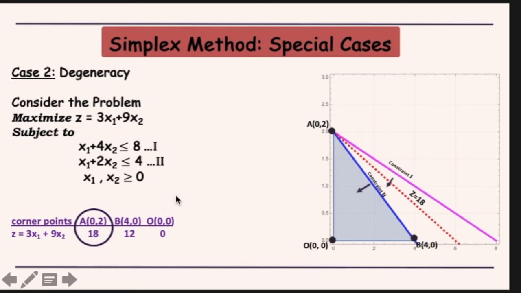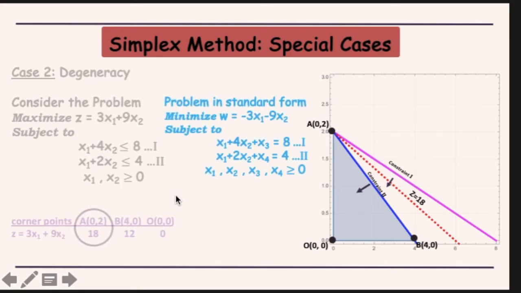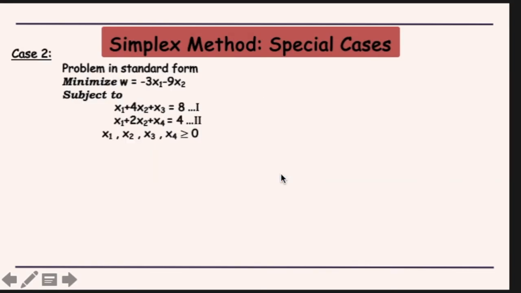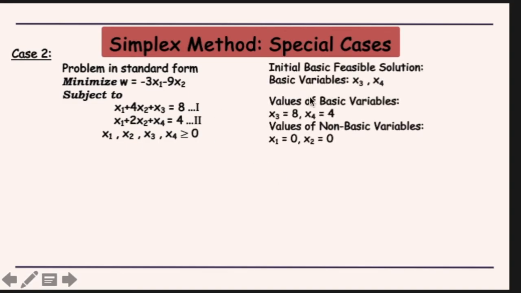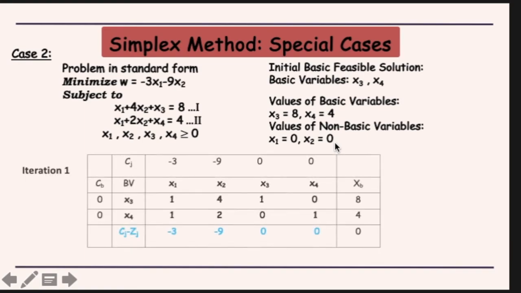So let us just first again convert this problem in the standard form in order to solve it using simplex. So I am following the same procedure and I have converted it to the standard form. Now again I'll repeat the standard form here, and you can see these are your basic variables x3 and x4, and the values of the basic variables are 8 and 4. The other two, which is x1 and x2, they have values 0. So I'll take up the initial table corresponding to this problem. So this is my initial tableau corresponding to this problem.